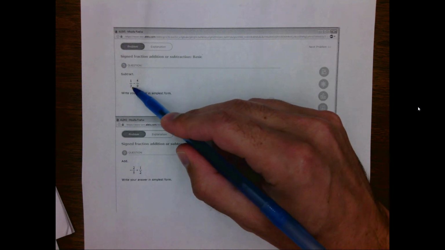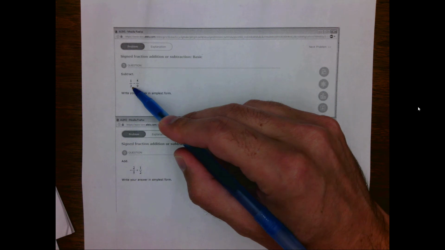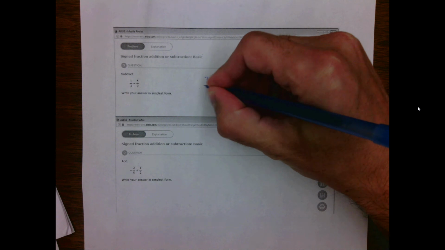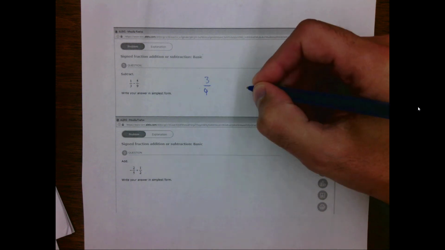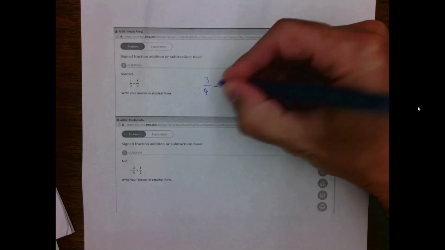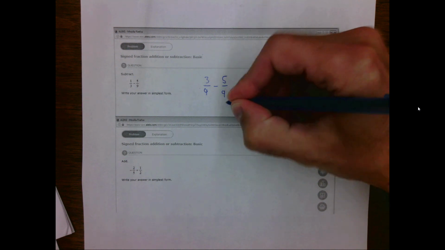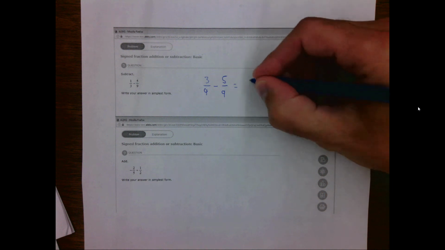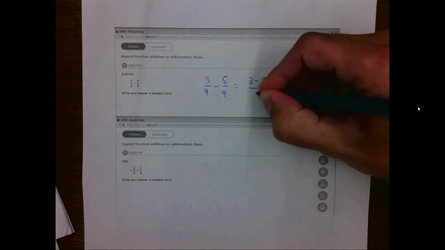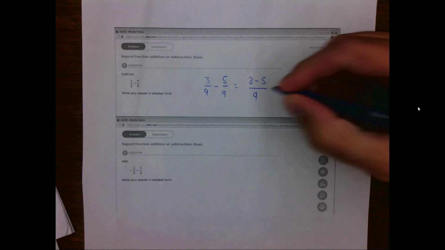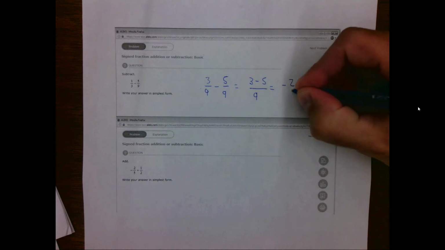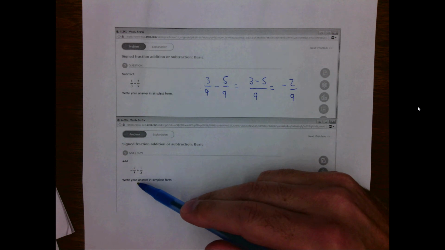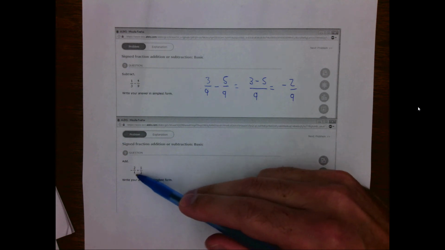In order to make the denominator of 1/3 into 9, we need to multiply both the top and the bottom by 3. So 3 divided by 9 is the same as 1 divided by 3. Now we can subtract our 5/9. Since we have a common denominator, this is equivalent to 3 minus 5 divided by 9, the same common denominator, which equals -2/9.